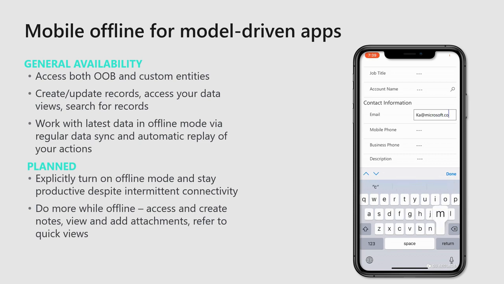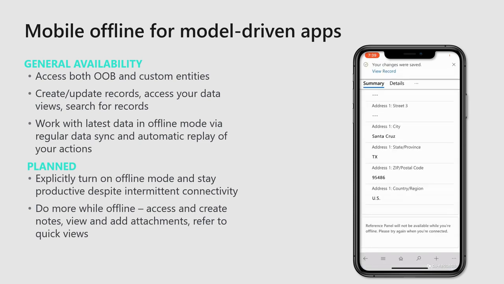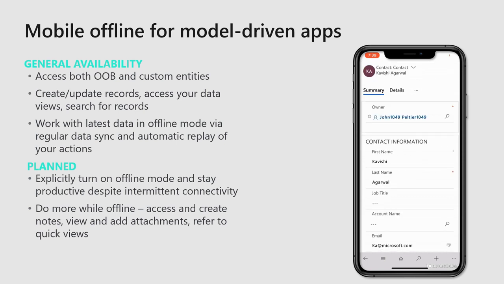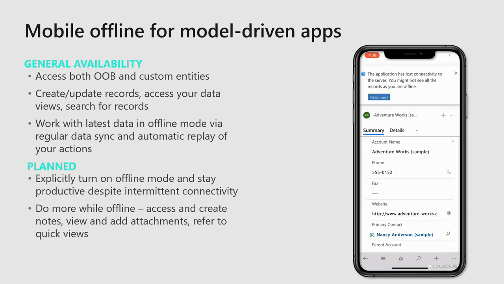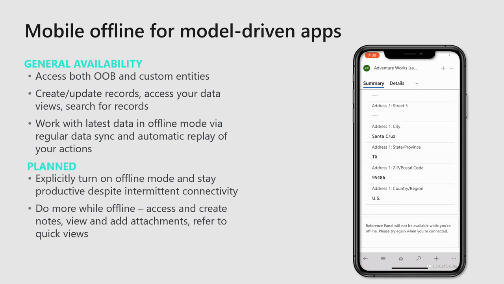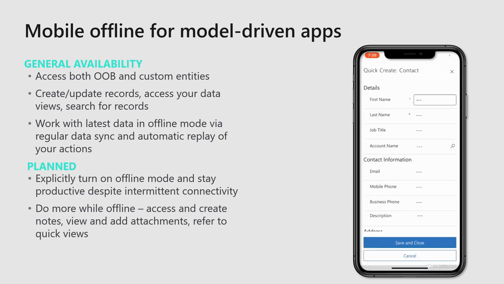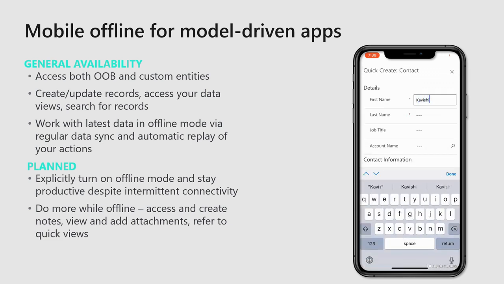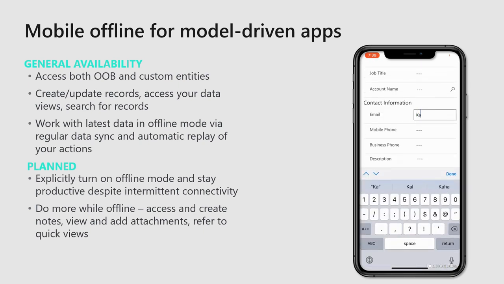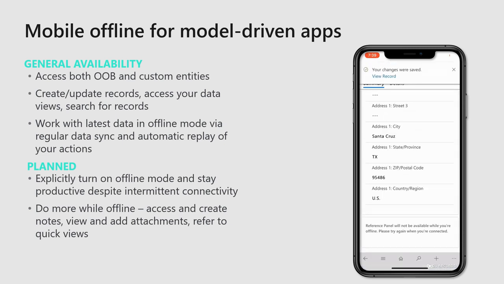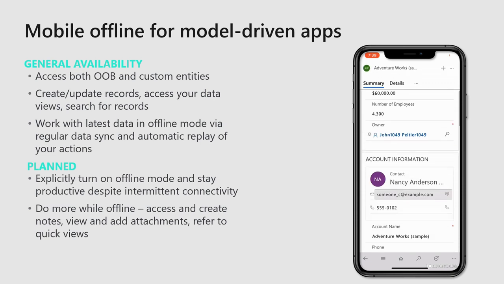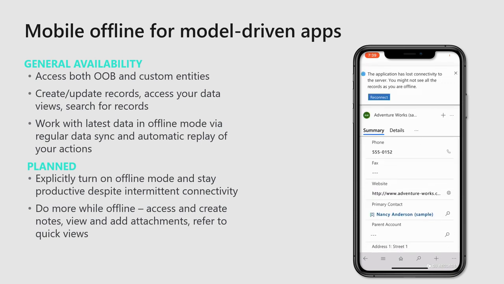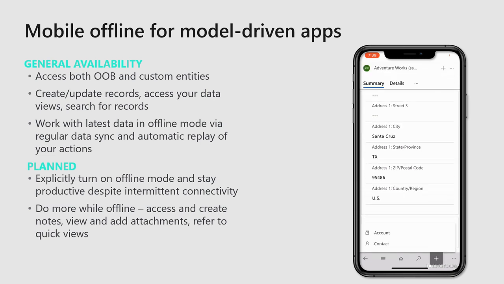Mobile offline allows your users to continue interacting with data, so create, read, update, and delete, even when they are disconnected from the network. So this is a mobile scenario. For iOS and Android, it allows you to access out-of-box and custom entities. You can perform CRUD and search against those entities. And you can work against the latest version of the data locally. And then when you lose connectivity, at that point, you'll be able to interact with kind of like a cached or offline version of the data.